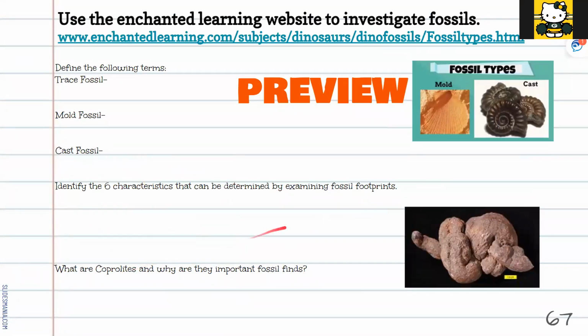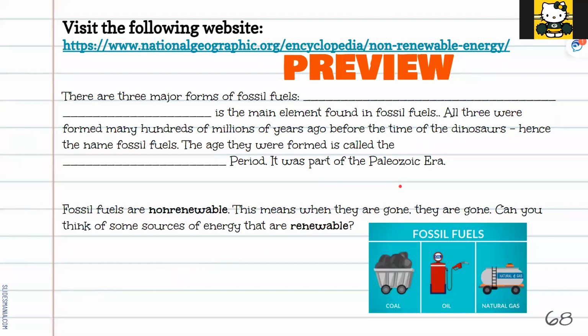I particularly like this question here, where it says to look at the 6 characteristics that can be determined by examining fossil footprints. And then the last one is looking at energy. So we're looking at these fossil fuels and thinking about renewable and non-renewable resources a little bit. So a little bit of a recap of our study of geologic time.